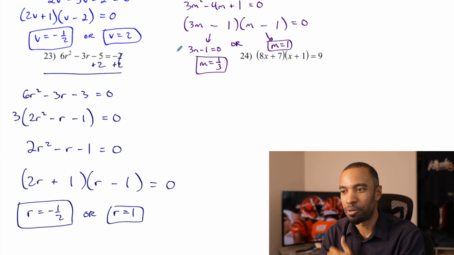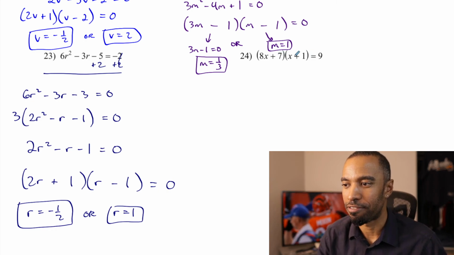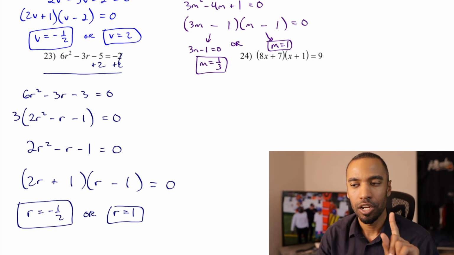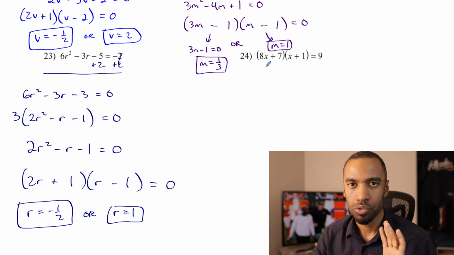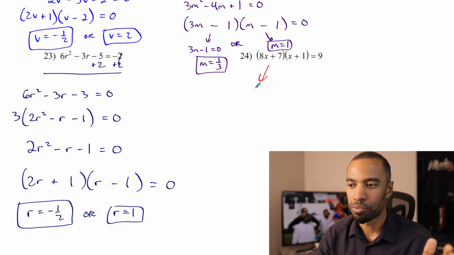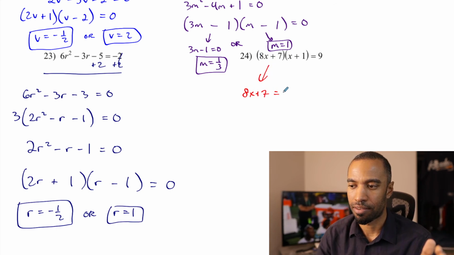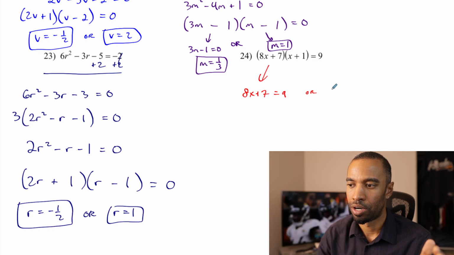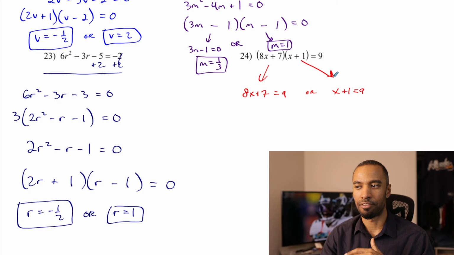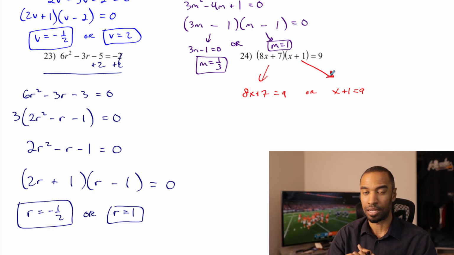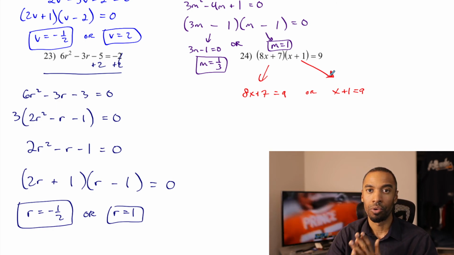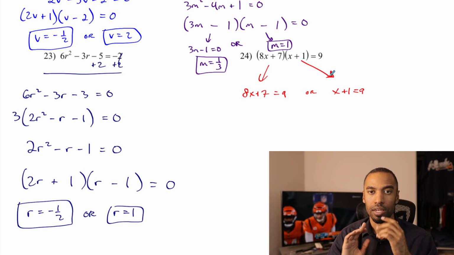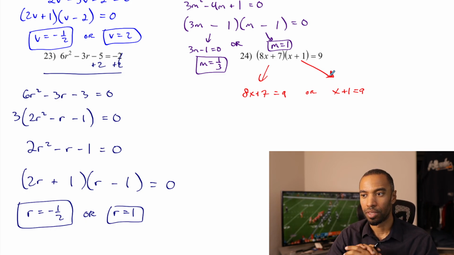And finally, number 24. So we have this already factored, but it's set equal to 9. Here's what you don't do. There's no such thing as the 9 product property. I don't say either 8x plus 7 equals 9 or x plus 1 equals 9. We don't deal with it that way. I've spoken to my students very heavily about this idea. This only works for 0. You have to set it equal to 0, and you have to get it in standard form set equal to 0 and factored.